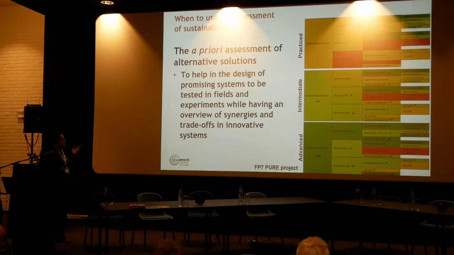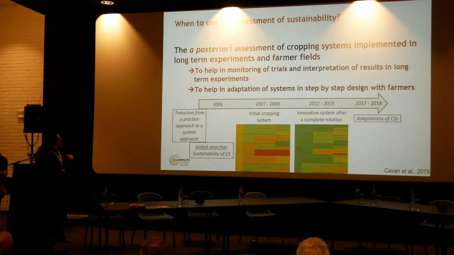So it's a good way to choose between options when you are designing, and when you have a lot of new cropping systems, because it's a way to spare time and money to choose before implementing in a farm or in an experiment. Then it's also a good way to help in monitoring trials and interpretation of results in long-term experiments, and to help in adaptation of systems by step-by-step design with farmers.